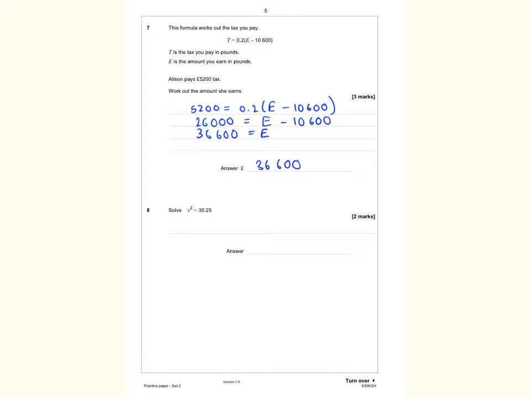Okay, so question number 8 now. Solve x squared equals 30.25. So I need to square root both sides, but you must remember when you square root a number on a calculator, the calculator only gives one value, but we need to say that there is a negative value that's also possible. So it's going to be plus and minus square root of 30.25. Okay, and that is 5.5. So it's going to be x is equal to plus or minus 5.5.